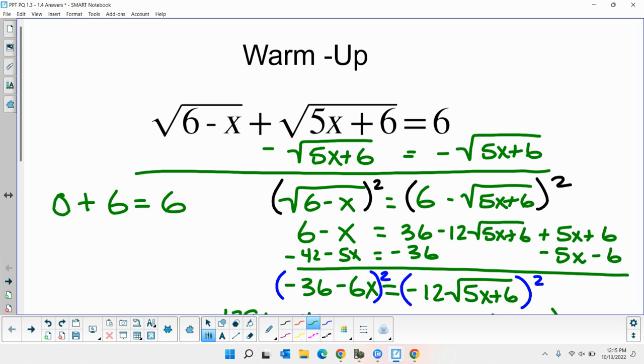What's 6 minus 2? 4. Square root of 4? 2. What's 5 times 4? Oh, wait a minute. 5 times 2, 10, plus 6, 16, square root 4. Does that equal 6? Yeah, so both of them are good answers. A lot of times the ones we've done, when we had 2 answers, only one of them worked, right? But sometimes they both work.